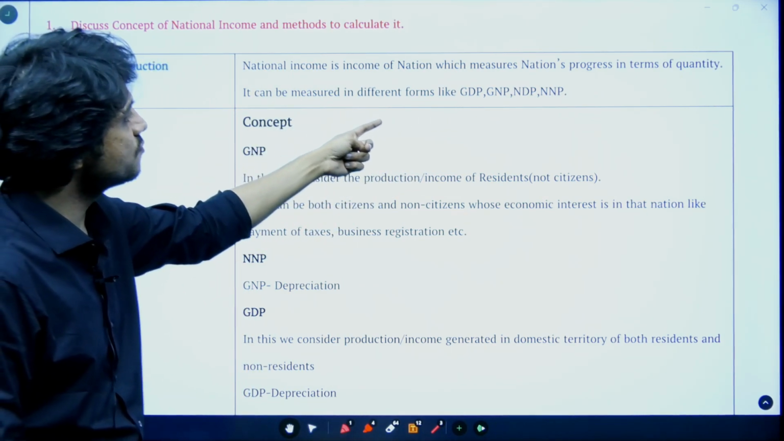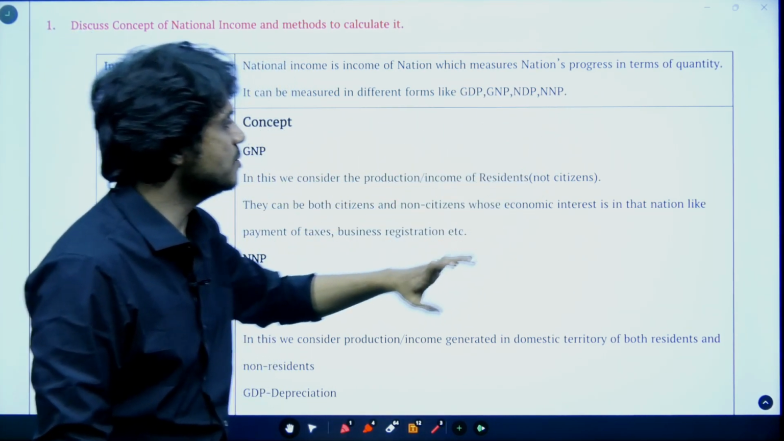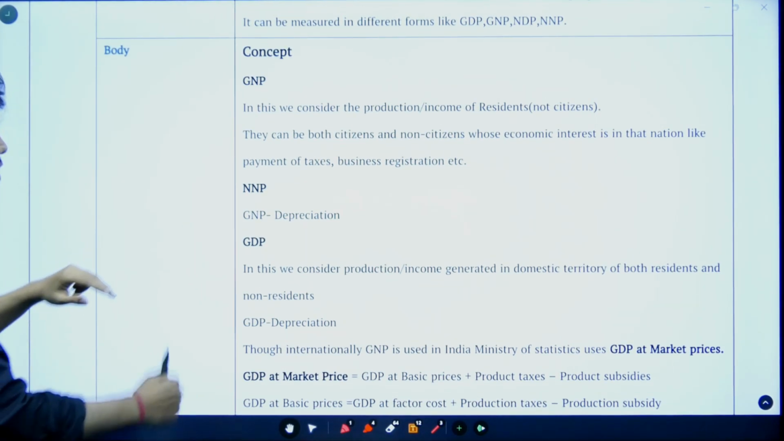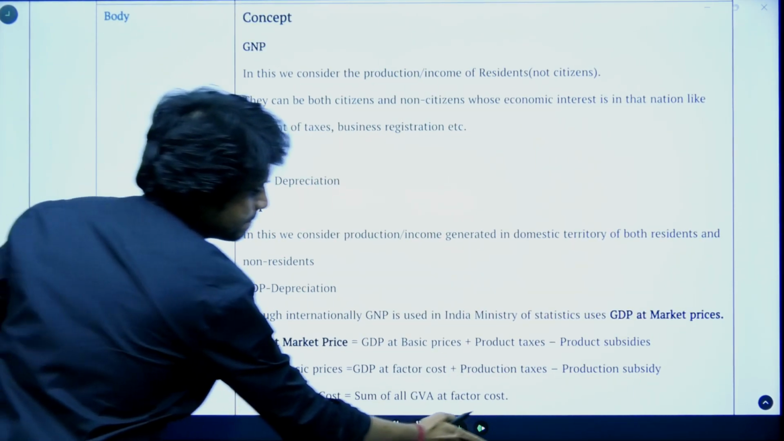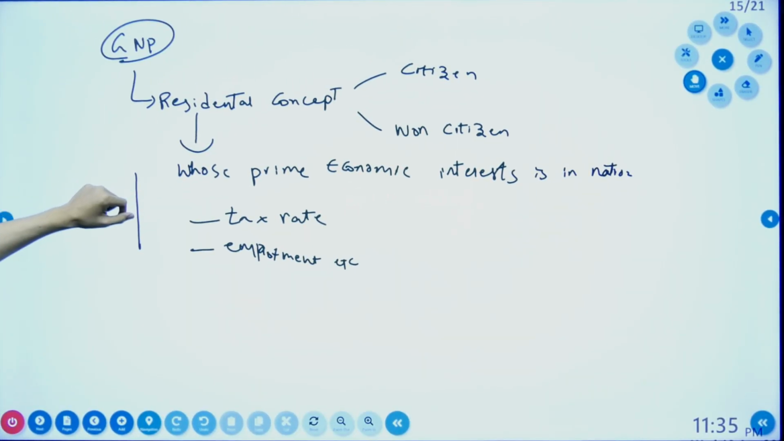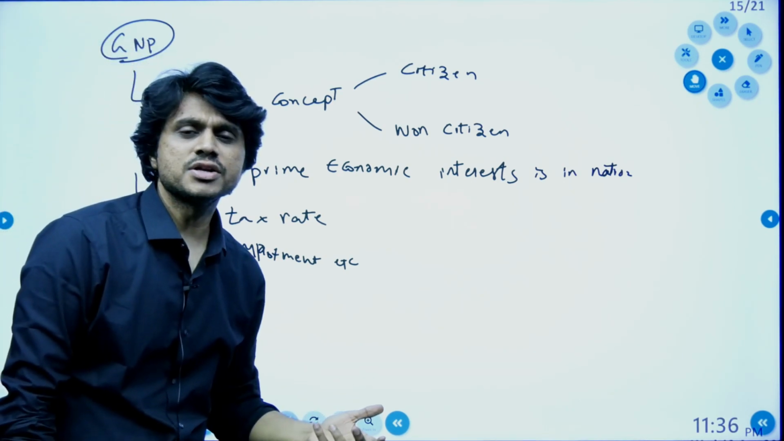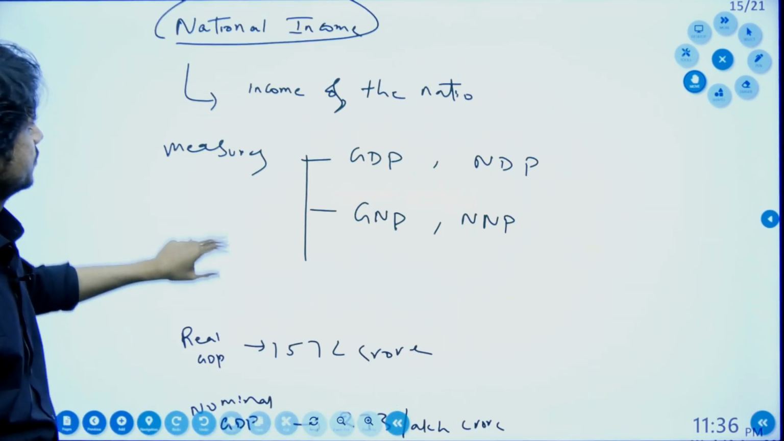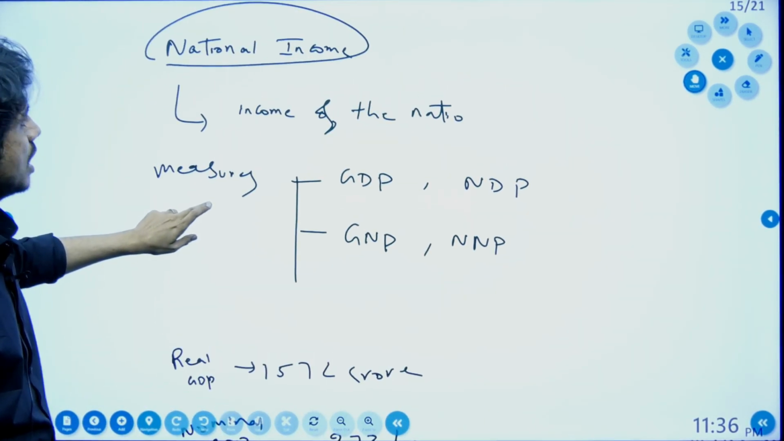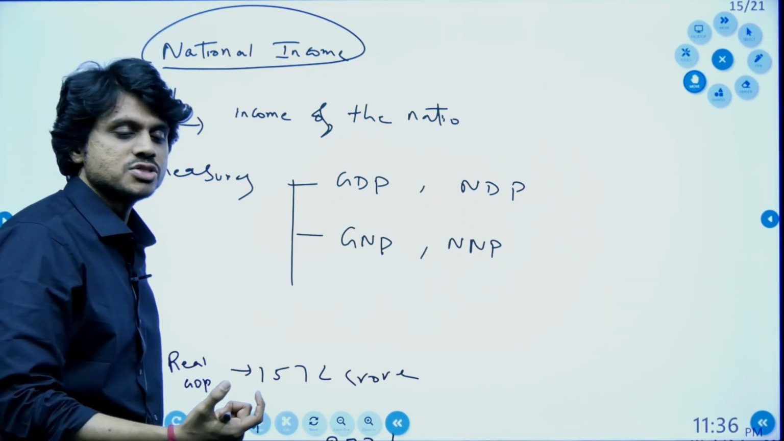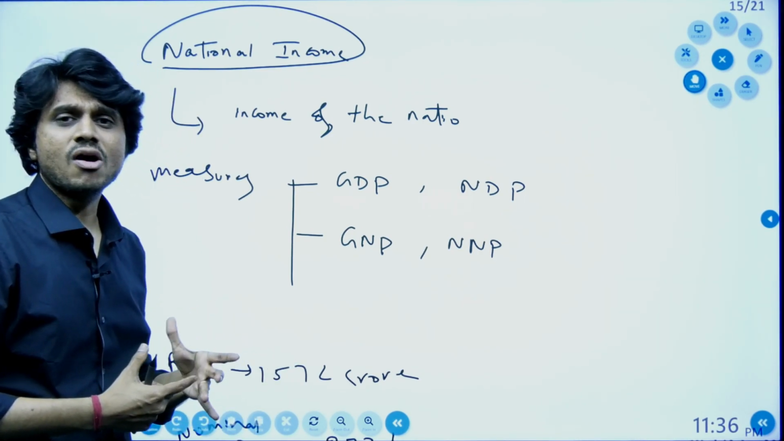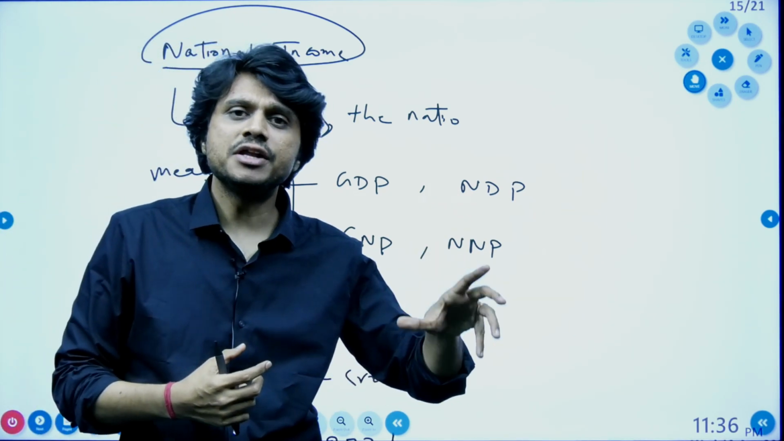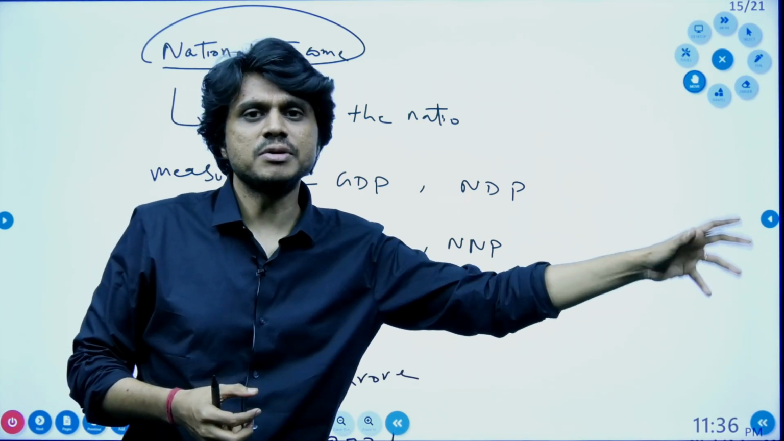It can be measured in different forms like GDP, GNP, NDP and NNP. So this is what I have to explain now. See, this national income can actually be measured under different indicators. It's not necessary that I use only GDP or GNP. GDP and GNP are nothing but different perspectives to look at the national income. I can use the GDP and arrive at the national income, and some value will be arrived.